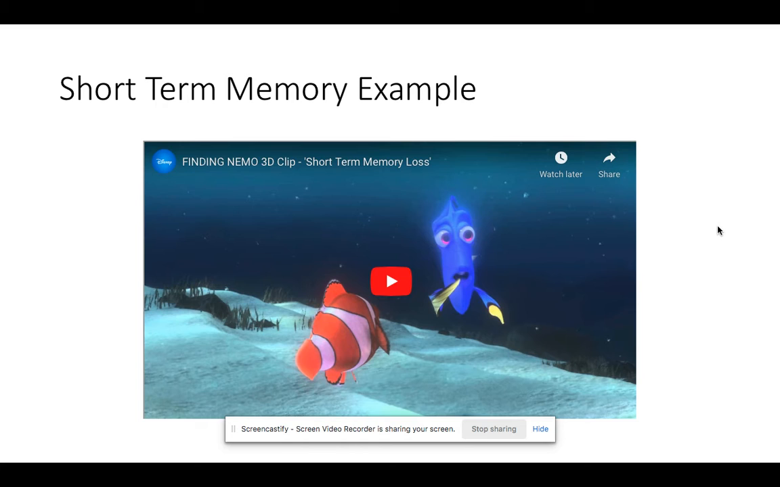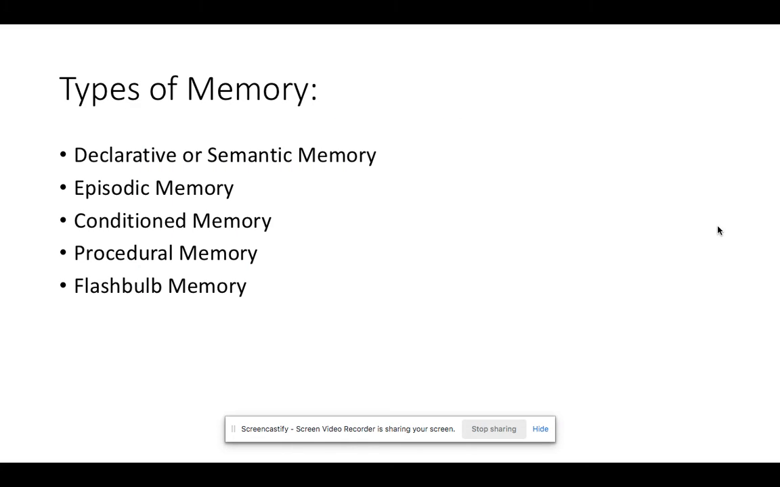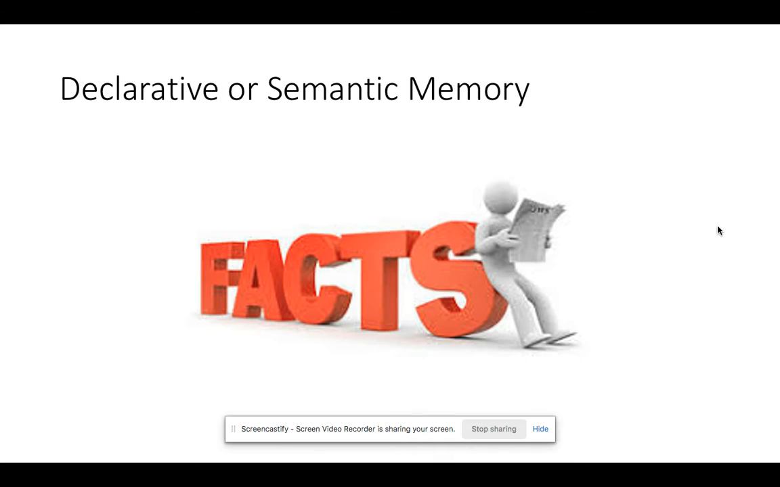Now, some things like your phone number that you use every single day might get stored into your long-term memory. So the different types of memory, we're going to start by talking about declarative or semantic memory. Then we'll talk about episodic memory, conditioned memory, procedural memory, and flashbulb memory. So declarative or semantic memory is things that you can talk about, different facts. This might be your zip code or your address, might be your phone number. They're very quick things that you can recall.